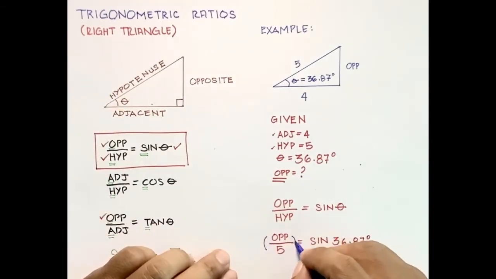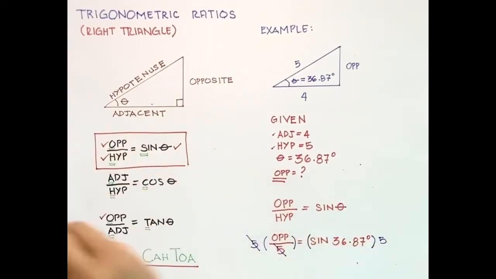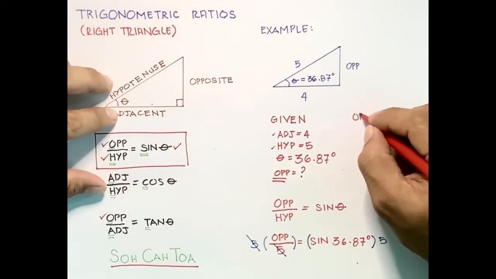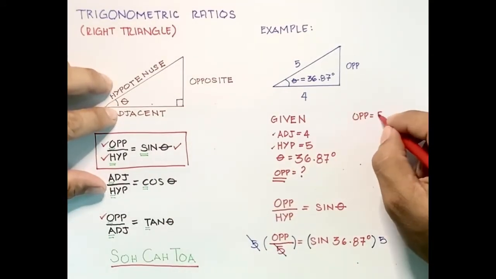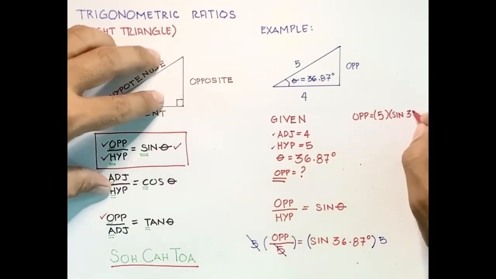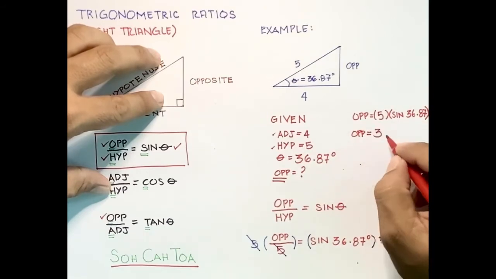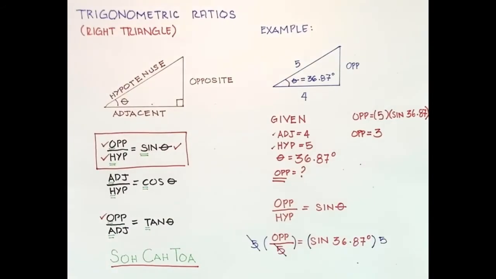So we will isolate opposite by multiplying each side by 5. That cancels out. So we will rewrite that. Opposite is now equal to 5 times sine of 36.87 degrees. So the value using the calculator is equal to 3.